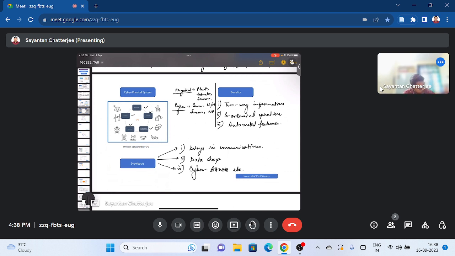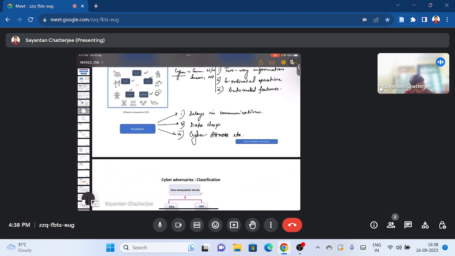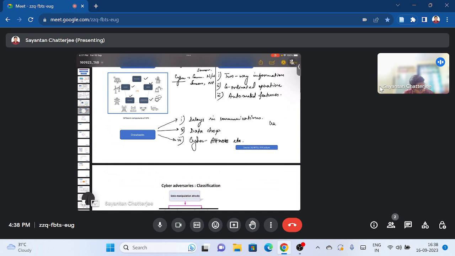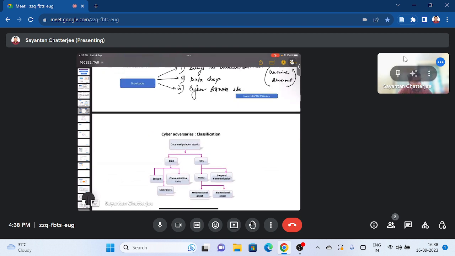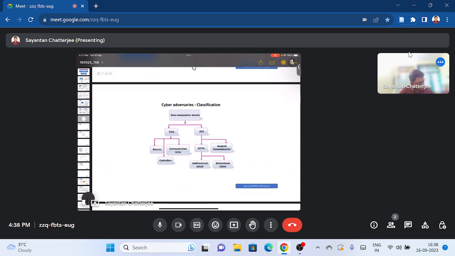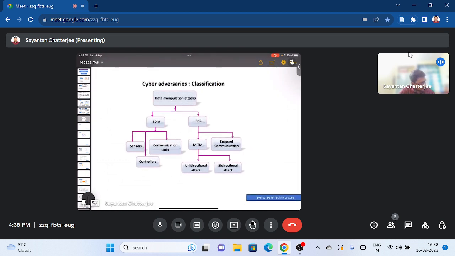So there have been some blackouts, like the Ukrainian blackout based on a cyber attack. If these things are not properly monitored, then the system would become vulnerable to these kinds of adversaries or situations. So here we have some of these cyber securities and cyber adversaries. We have various kinds of data manipulation attacks: FDIA, false data injection attacks, or here we have DoS, denial of service attack.